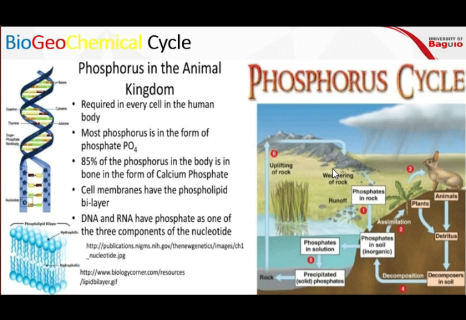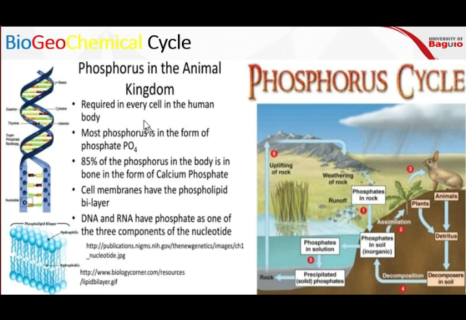So we have the last type of cycle, which is the phosphorus cycle. When you talk about phosphorus, this also has a very good role or impact, and importance within our ecosystem, and even to us human beings, and the other living organisms. If you look at the phosphorus cycle, you can see there the process of the phosphorus cycle, from the different sources of phosphorus, phosphorus in the animal kingdom. So this is the importance of the phosphorus cycle. Phosphorus is actually required in every cell in the human body.